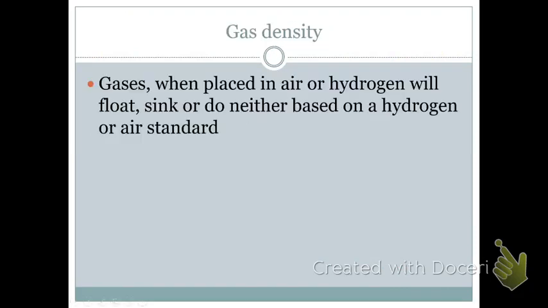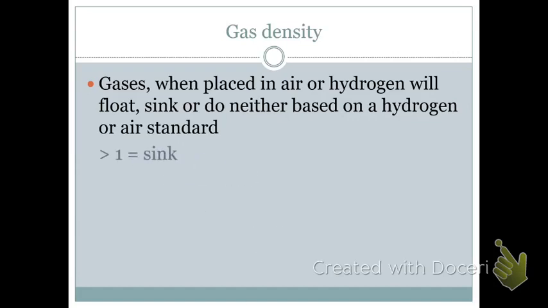First of all, when you take gases and place them in air, or in this case hydrogen, because we're going to be looking at both of them, the sinking, floating, or hanging suspended is based on the hydrogen or the air standard. Now, the hydrogen and the air standard is basically the density or molecular mass of hydrogen and the molecular mass of the air when you do the comparison. Well, when you're doing a comparison, you're usually using a ratio, right?